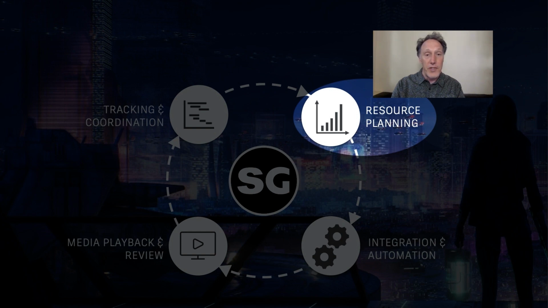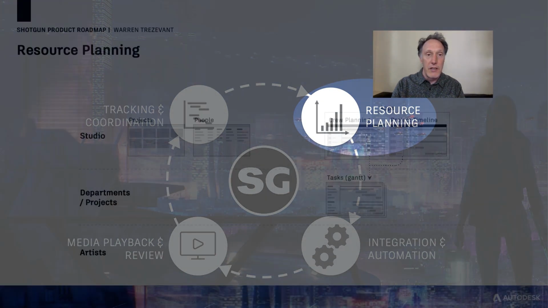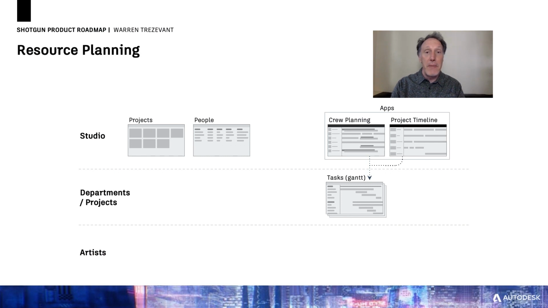The first effort we'll discuss is resource planning. Today, Shotgun shows you many helpful aspects of your production, like projects and people, as well as aspects that inform the work that needs to be done, in the form of crew planning, project timeline, and the task scale. But these exist in isolation and don't offer a cohesive view on the state of resource allocation the producer needs to ensure the delivery of a successful project.